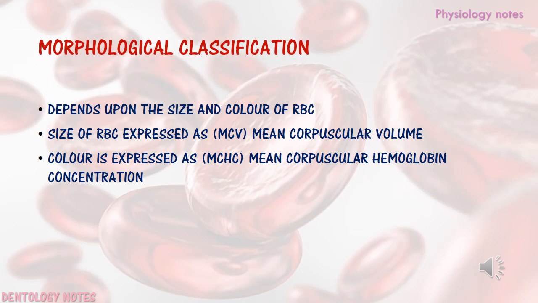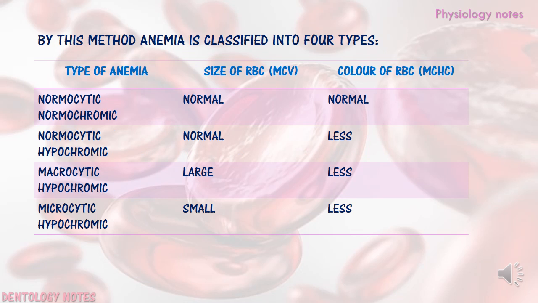Morphological classification depends upon the size and color of RBC. Size of RBC is expressed as MCV, mean corpuscular volume. Color is expressed as MCHC, mean corpuscular hemoglobin concentration. By this method, anemia is classified into four types.